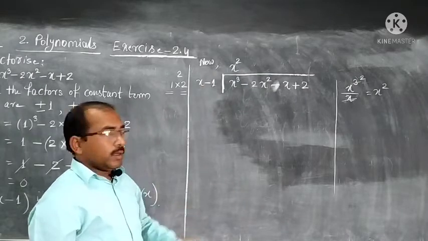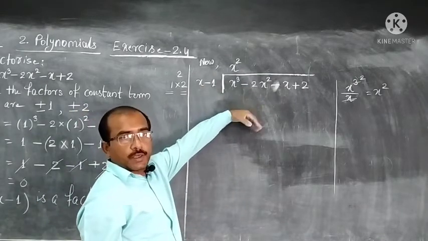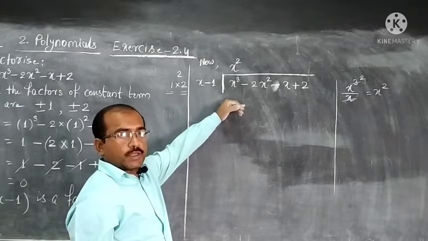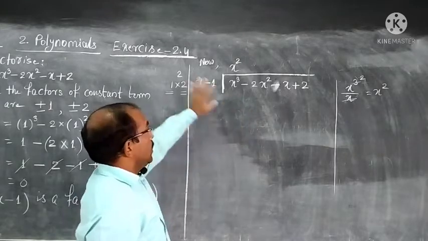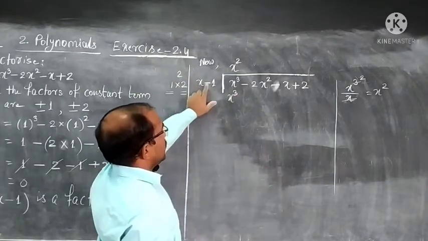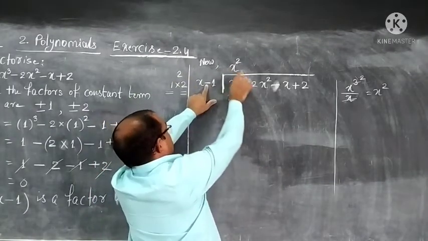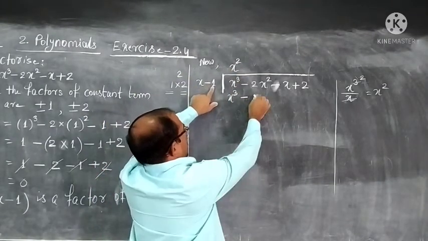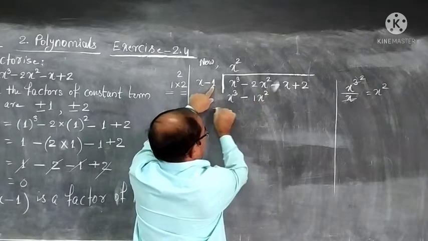At this step, what do we do? We multiply, and then whatever we get, we write. We know at this step we have to subtract. Let us see, x into x square, x cube. First one is done. Now minus 1 into x square, minus 1x square.